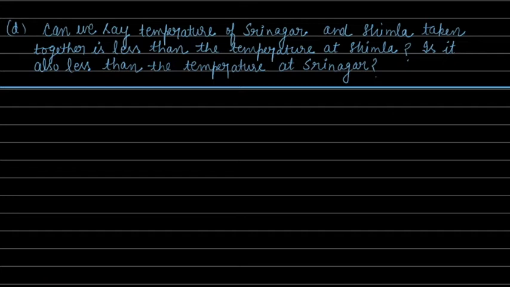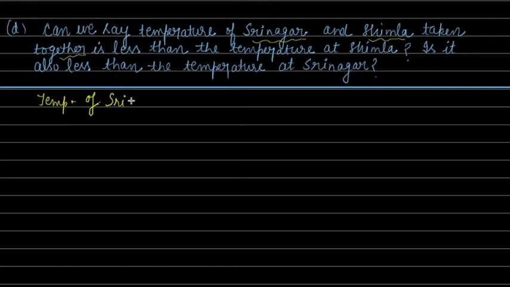Now there is another part, which is the D part of this question. Can we say the temperature of Srinagar and Shimla taken together? So two places' temperature, which is Srinagar and Shimla, when taken together, is less than the temperature at Shimla. So if you add the temperature of Srinagar and Shimla, is it less than the temperature at Shimla? First question. Then is it also less than the temperature at Srinagar is the second part. So first let's see the temperature at different places.